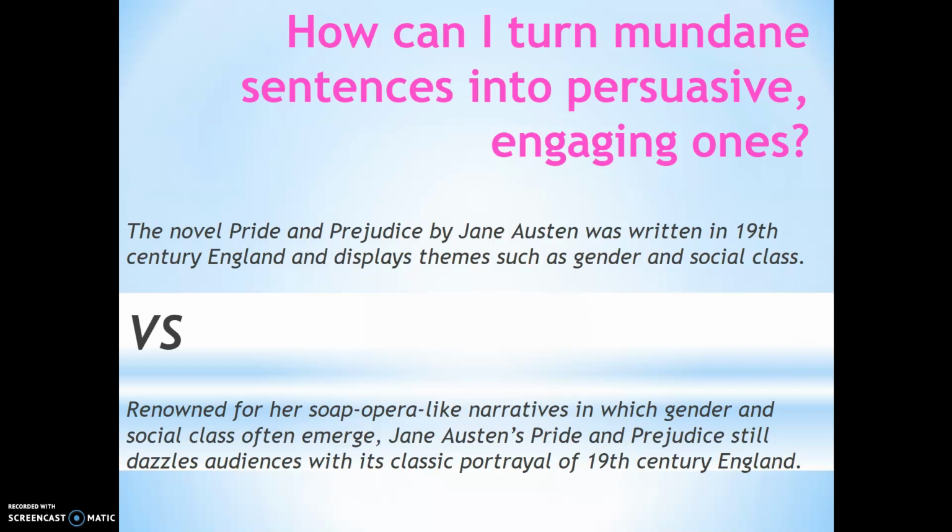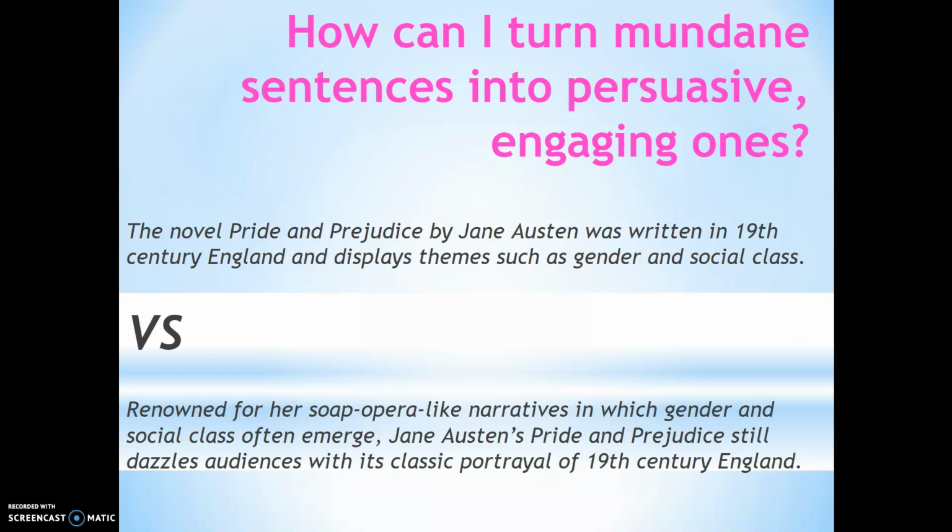So the next sentence: renowned for her soap opera-like narratives in which gender and social class often emerge, Jane Austen's Pride and Prejudice still dazzles audiences with its classic portrayal of 19th century England. Now, if you compare the first sentence to the second sentence, and they're both topic sentences, they've just been worded differently because the purpose of why they're written is different. They're trying to do different things for their audience. The first one is merely to present the facts. The second one is to present the facts in a way that's persuasive.